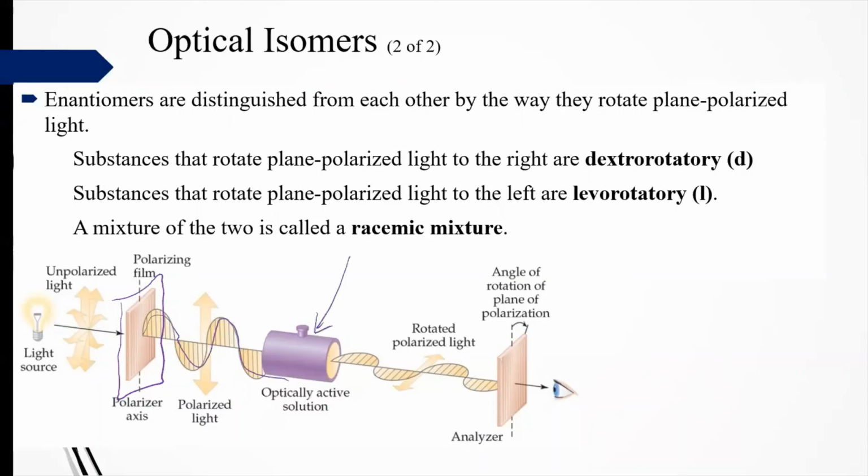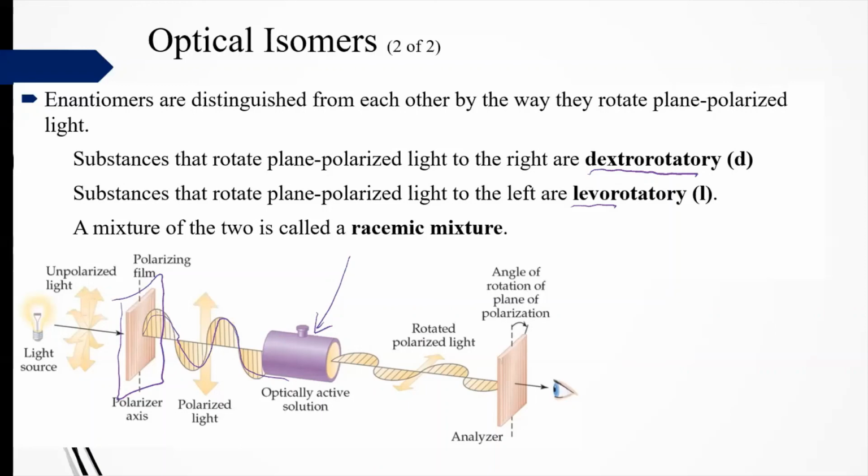Now, if we put our compound inside here, we can see whether or not they're going to be rotated one way or the other. Are they rotated right or are they rotated left? If they're rotated right, it's called dextrorotary, and so it gives an orientation of a D. If they're rotated left, then it's called levorotary, and they're labeled L. And so this is how we get their names. We call them L or D compounds, depending on which enantiomer we're talking about.